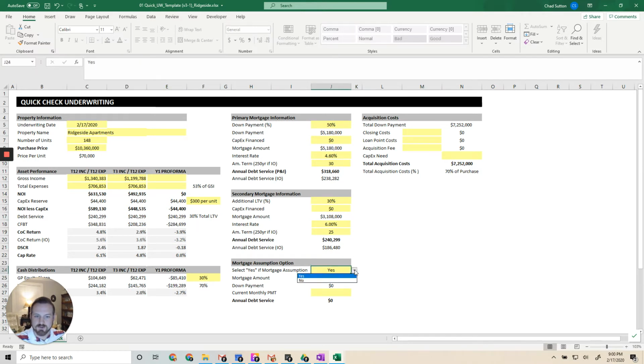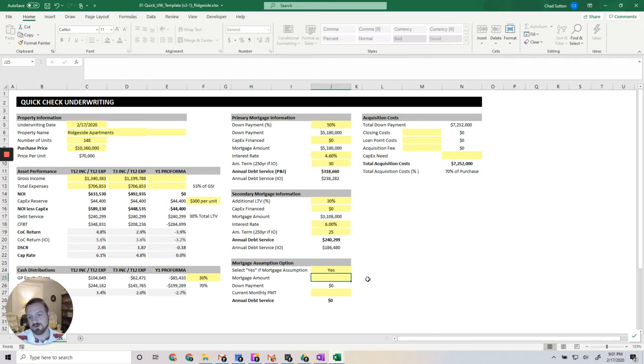I'm going to watch that number again. If I go from no back up to 558, that's because it's including the debt service from here and from here. But if I turn this to yes, because it's assumed, it's now ignoring this and it's taking debt service from here and from here. Okay. So the reason we do this a little bit differently is when you're assuming a mortgage, you don't really get to set the terms.